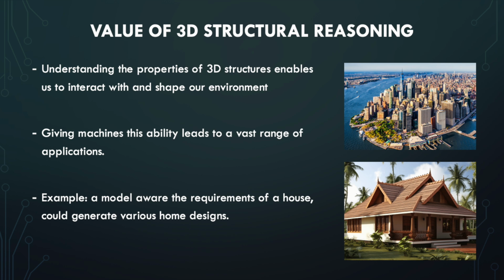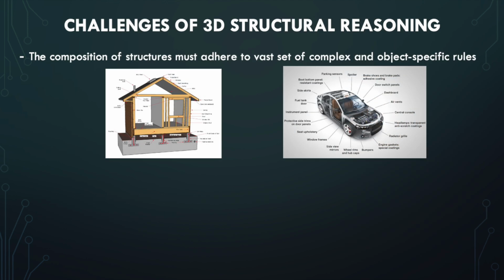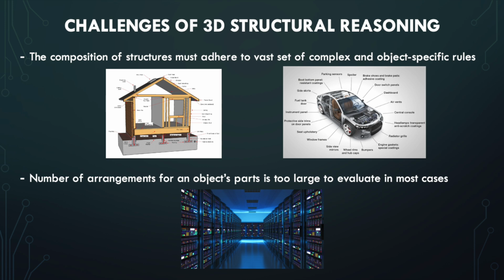For example, an AI model capable of understanding the composition of a house could help speed up home design and bring additional creativity. Despite the potential, progress in this area has been hampered by two main challenges. Firstly, the construction of valid structures must adhere to a vast set of complex constraints, many of which are specific to the object. Secondly, the sheer number of potential part arrangements for most structures is immense, yet only a small fraction of these are viable.